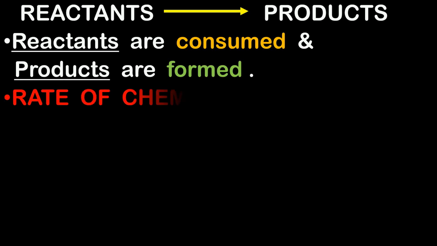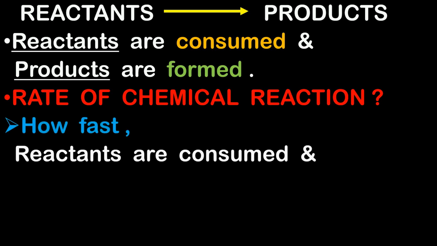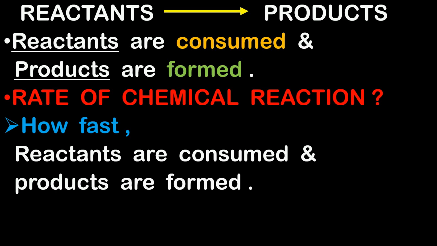But guys, the question here is, what is rate of chemical reaction? In simple words, rate of chemical reaction is nothing but speed of chemical reaction. It tells us how fast the chemical reaction takes place. So guys, can I say that rate of chemical reaction is nothing but how fast your reactants are consumed and products are formed. So I hope you have at least got a basic idea about what is rate of chemical reaction.